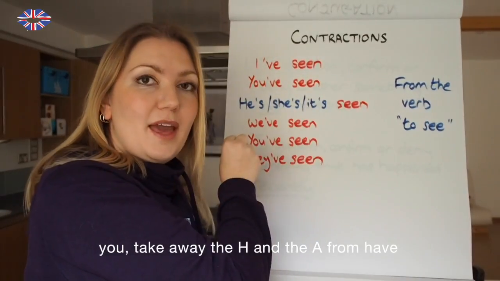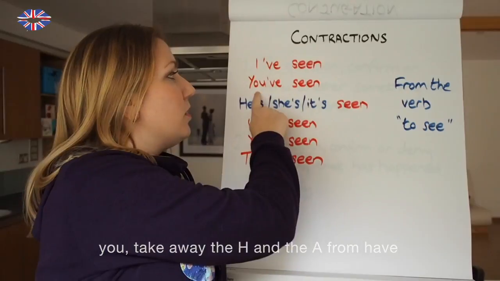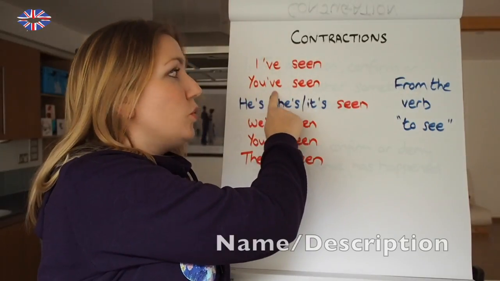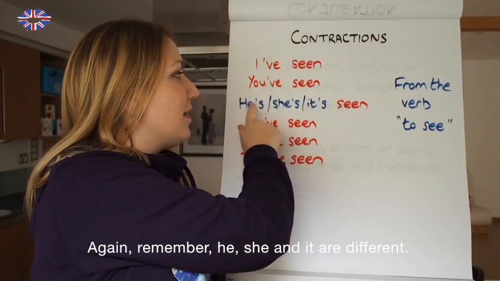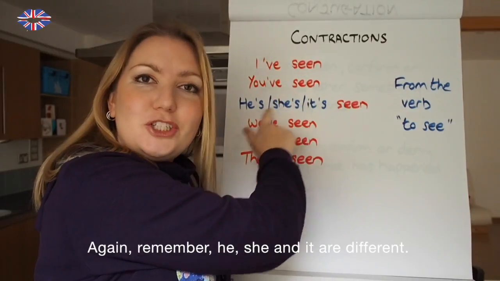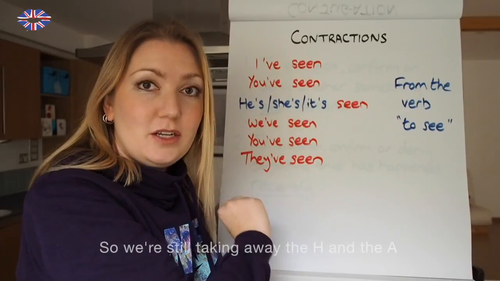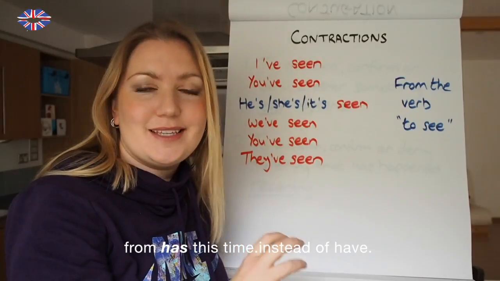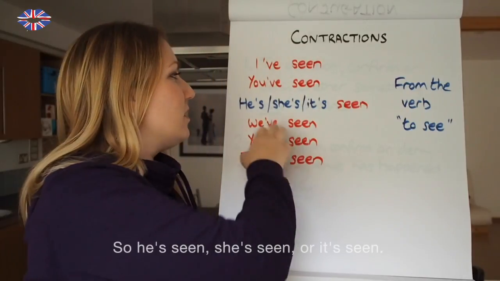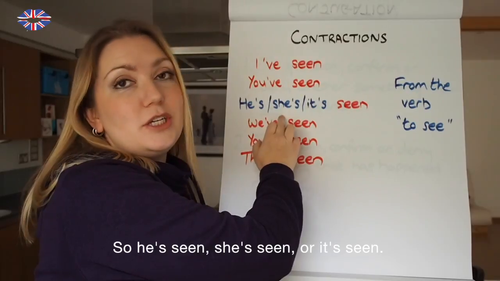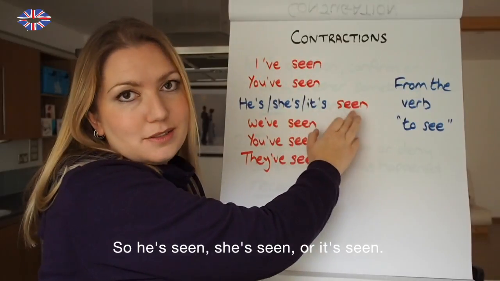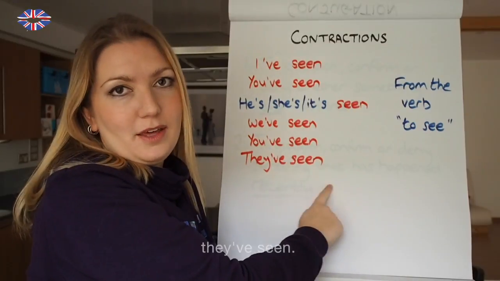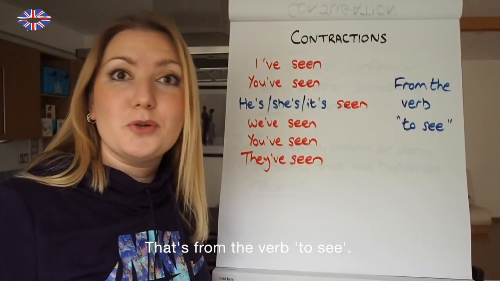Same with the you. You, take away the H and the A from have, put in an apostrophe to say we've taken away some letters. You've seen. Again, remember, he, she and it are different. So we're still taking away the H and the A from has this time instead of have. So he's seen, she's seen, or it's seen. We've seen, you've seen, they've seen. And that's from the verb to see.